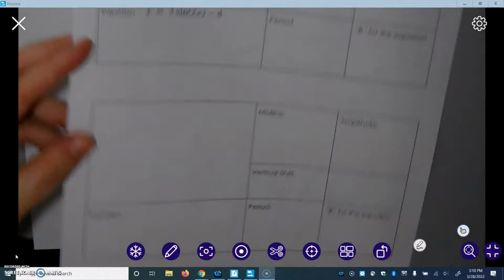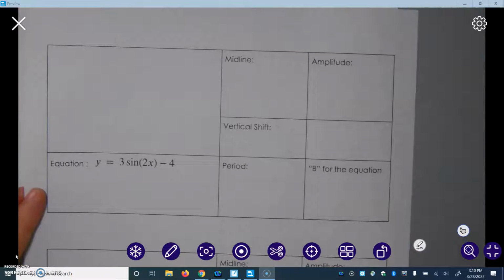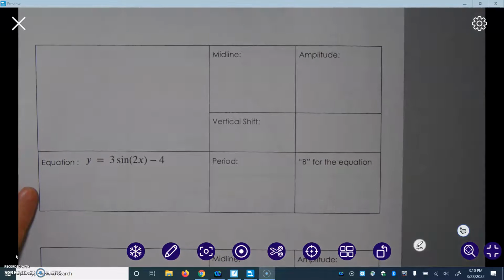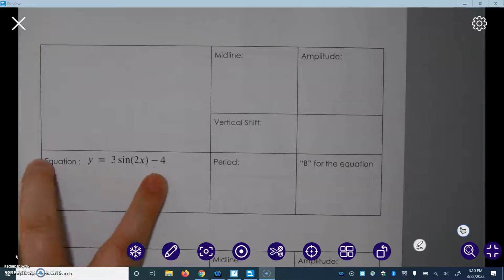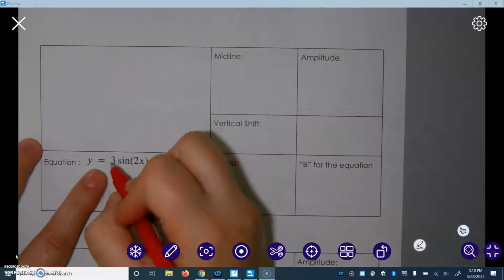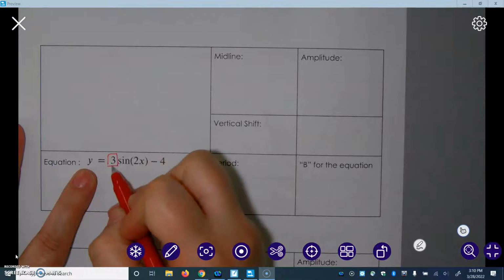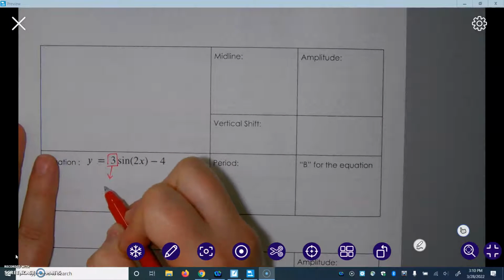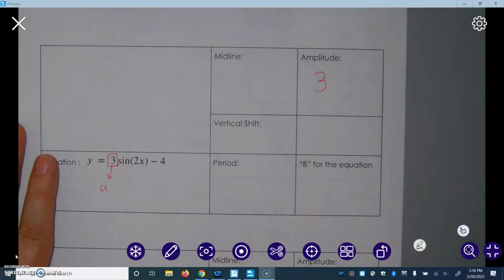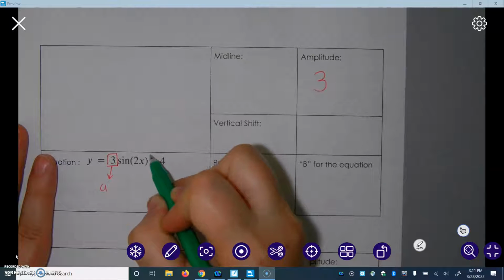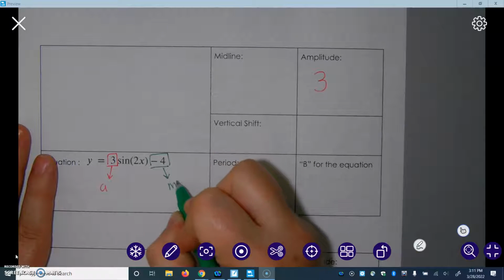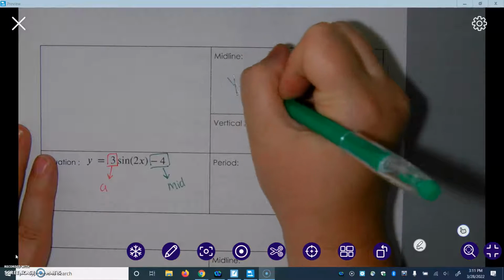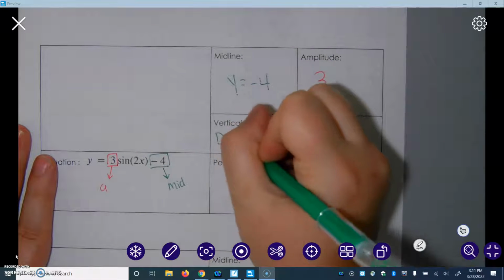All right, so when you have an equation, we want to try to guess what the graph is going to look like. We still want to find these key features from the equation. So I think it's easiest to just start at the beginning. Do you remember what the number in front stands for? Good, that's our amplitude. So our amplitude is 3. And the end is easy. What is this -4? Good, the -4 is the midline. And that would mean down 4.